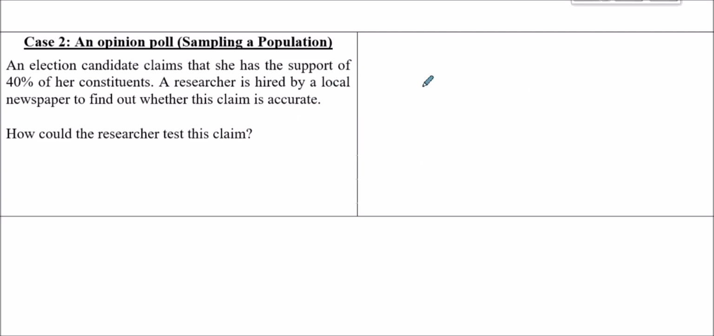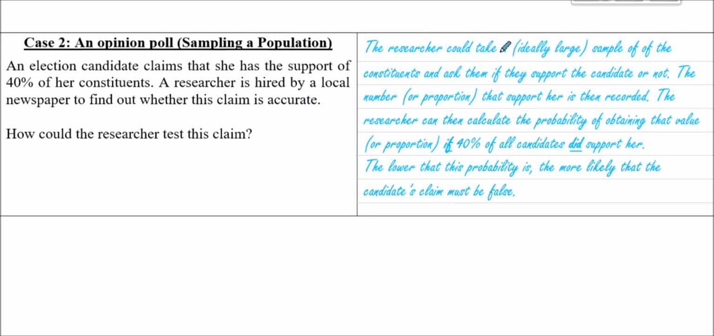Okay, so I'm going to reveal it now. Let's see if your idea in your head or what you've got written down is similar to mine. So what I'd suggest here is a researcher could take an ideally large random sample of the constituents and ask them if they support this candidate. The number of people that support her, or the proportion of them, could then be recorded, and then the researcher can then calculate the probability of obtaining that value that she did get if 40% of all candidates did support her. So we can then calculate, assuming that she's right, the chance of the observed number of people supporting her actually happening.